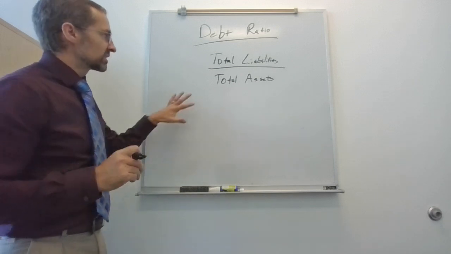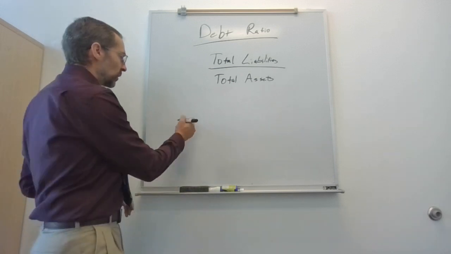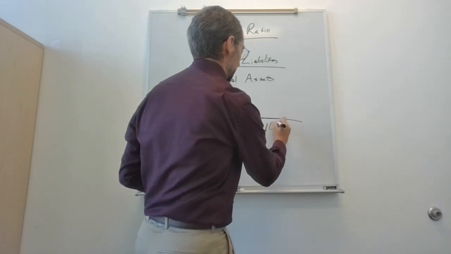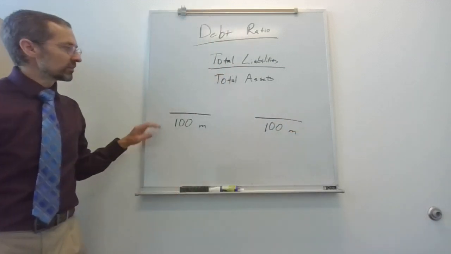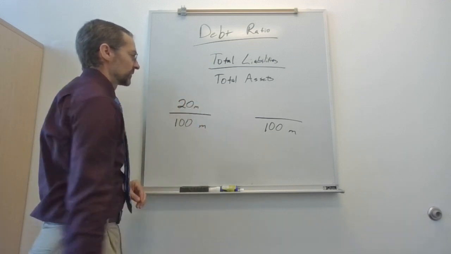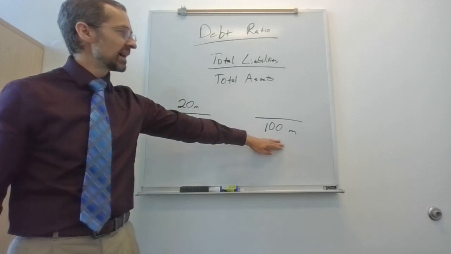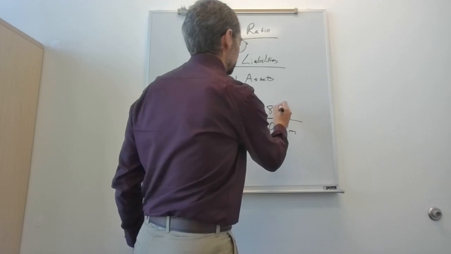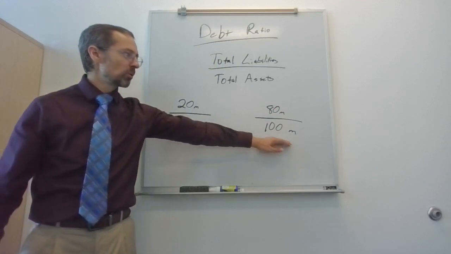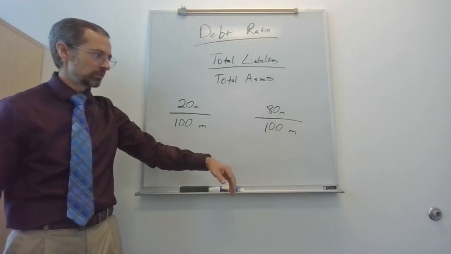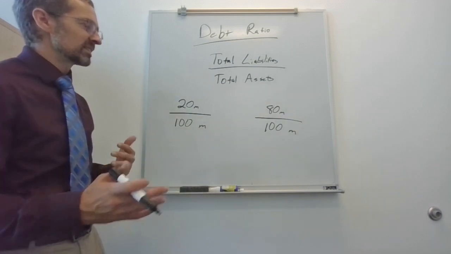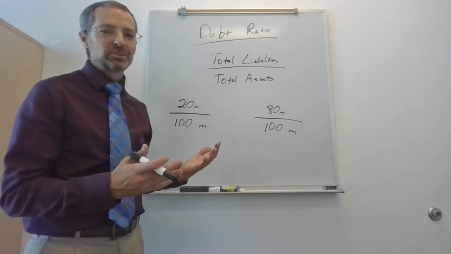Let's just illustrate this. Let's say we have two companies. Both of them have 100 million in assets. One of the companies has 20 million in debt, and the other company has 80 million in debt. So both of them still have more assets than liabilities, right? They own more than they actually owe, which is a good thing, because if you owe more than you own, that's called bankruptcy, right? So you owe more than you actually have. Usually in that case, you are bankrupt.